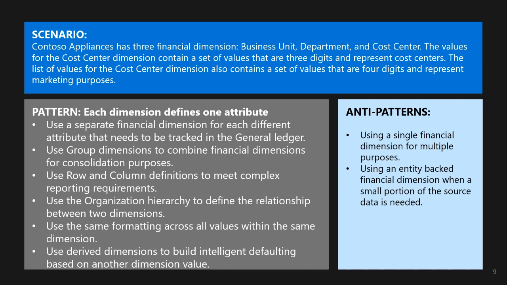Yeah, I think you're definitely right, especially in that segmented entry control. When you use those advanced rules, it becomes so much simpler and easier to configure. Now, some things you shouldn't do is use a single financial dimension for multiple purposes. And the other one is using an entity-backed financial dimension when a small portion of the source data is needed. So that's coming back to the first scenario. If I don't need all of the items, we don't need to make an entity-backed dimension to represent just a small subset of that data.